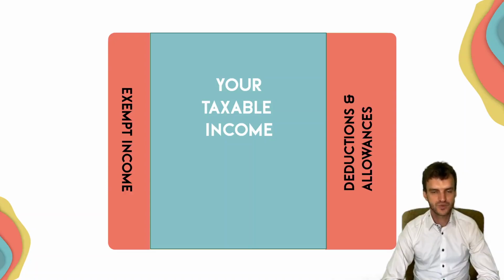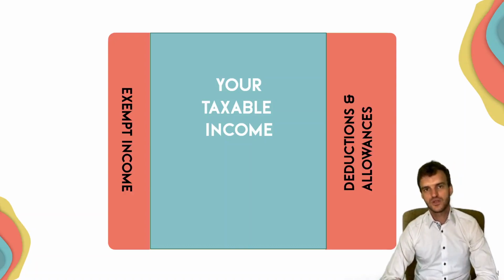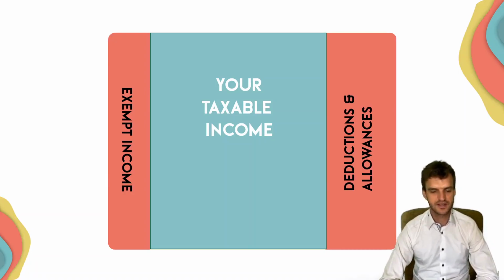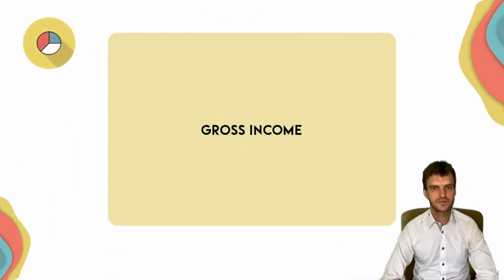So just quickly going back to that personal income tax equation, your taxable income comes by deducting exempt income and deductions and allowances from your gross income and specific inclusions, as you can see there. So we're zooming in on the concept of gross income in this video.